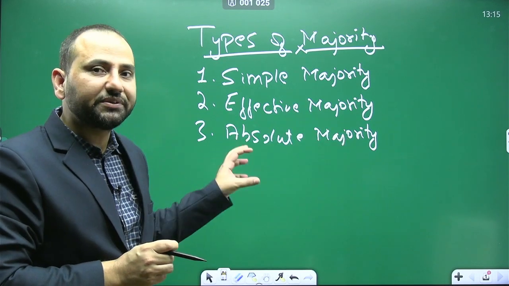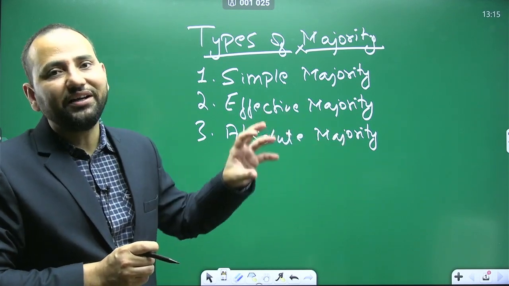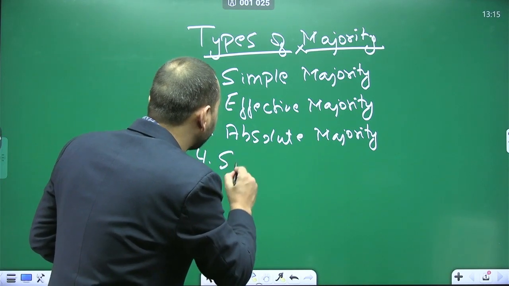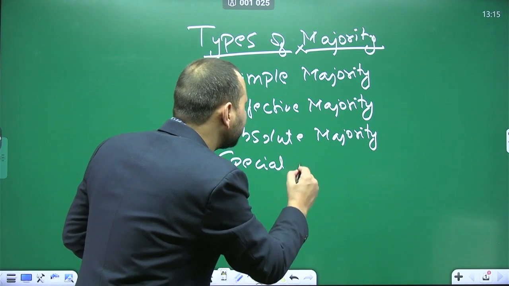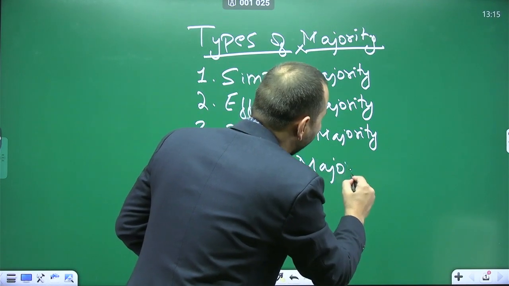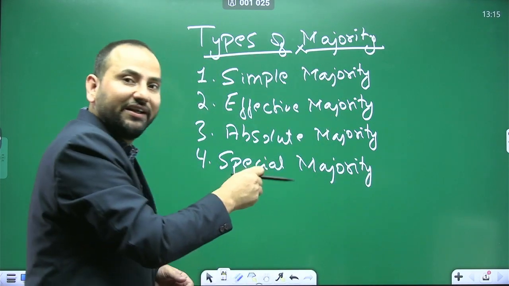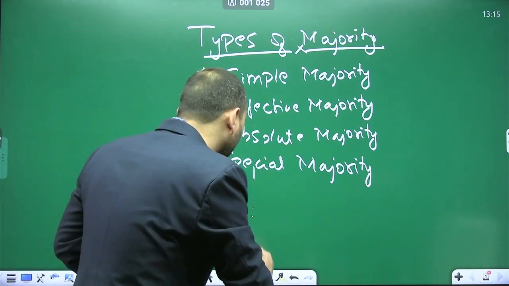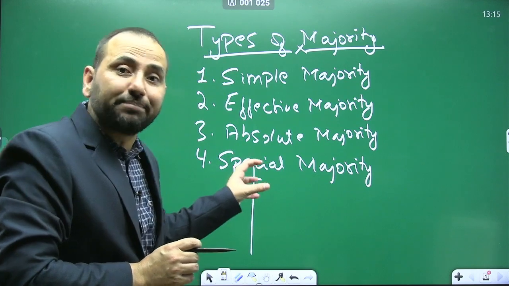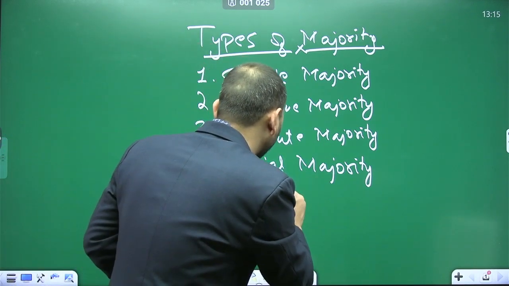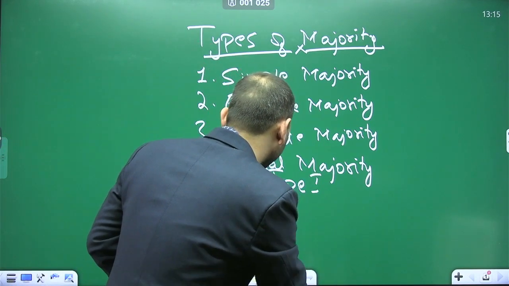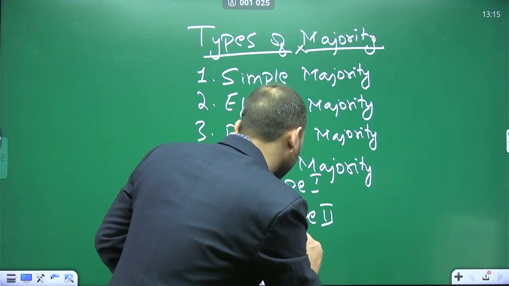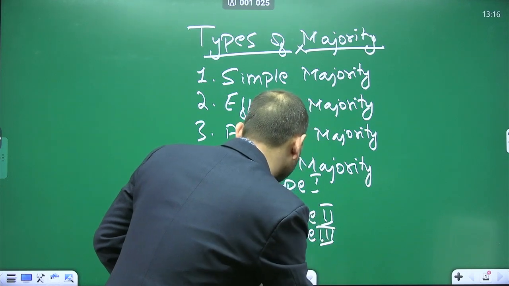The constitution specifies the concept of simple majority, and along with it, the concept of special majority. The basic difference between simple majority and special majority is in the process. If we talk about special majority, we can also come up with various types of this special majority, like type 1, type 2, type 3 and type 4.